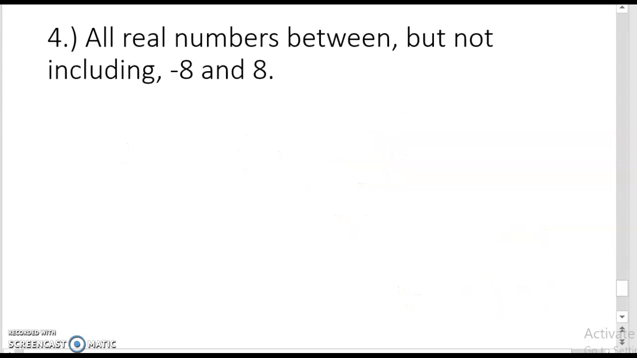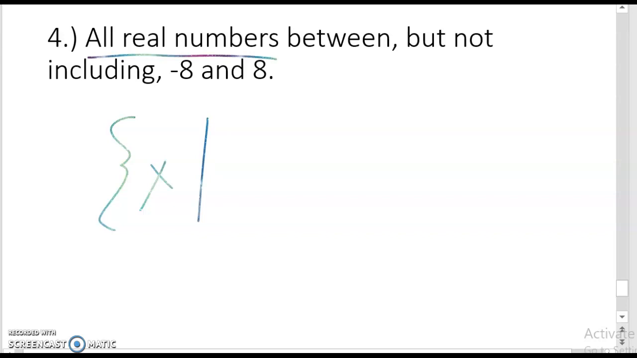And let's do one more. All real numbers between, but not including, -8 and 8. Here, again, we're back to all real numbers. So I can just say x such that. Because when we're talking about real numbers, we're talking about the gamut, right? Pretty much everything that we love. Well, as long as they're not imaginary.